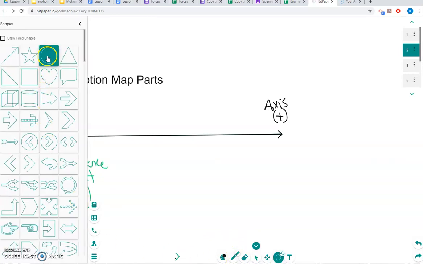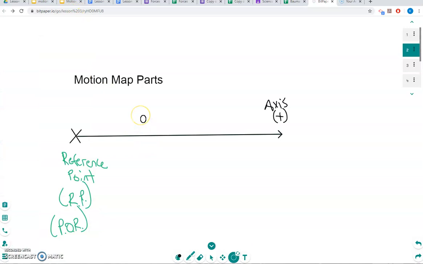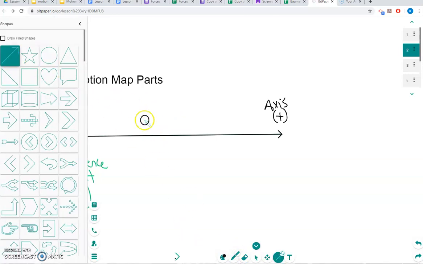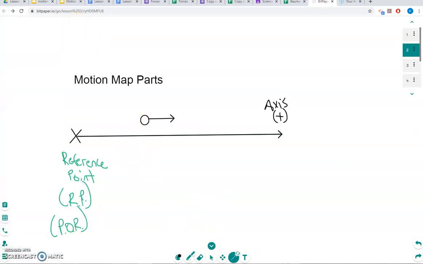There are a couple of other things that we are going to look at here. And those things are circles. Okay, like this. And arrows, like this. Okay, so circles and arrows are going to be a big part of what we're talking about when we're doing motion maps. The circle is going to represent time. And the arrow here is going to represent the velocity, and it's always the velocity, because velocity is the same thing as speed with a direction.